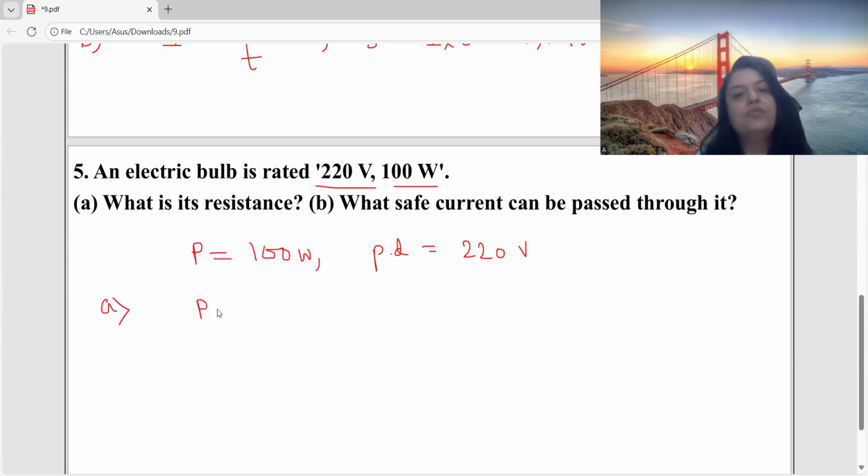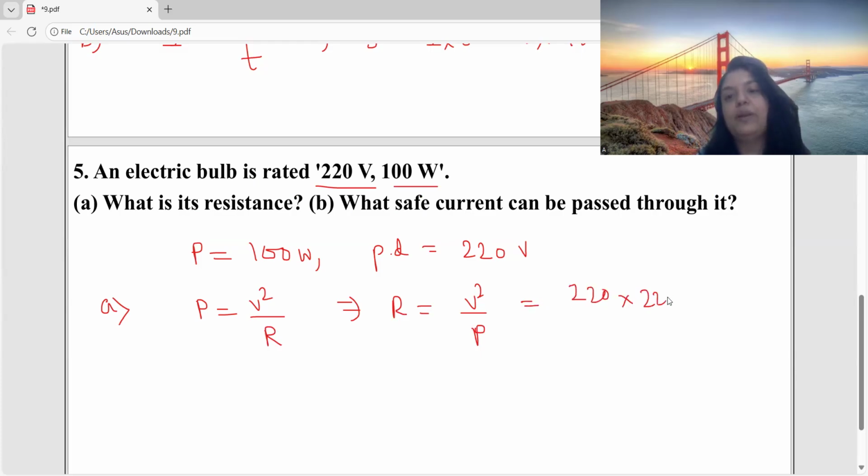So I can use the formula P is equal to V square by R. So R is equal to V square by P. Let's do the calculation: 220 into 220 divided by power, that is 100. So this cancels, this cancels. So 22 into 22, it's 484 ohm because it is resistance.